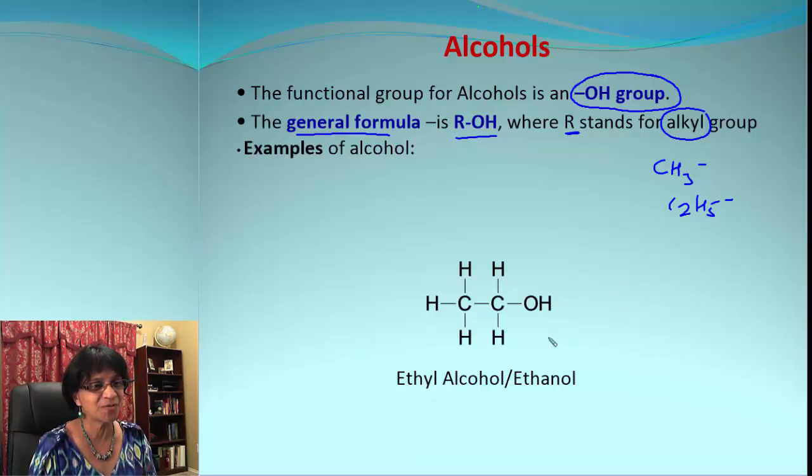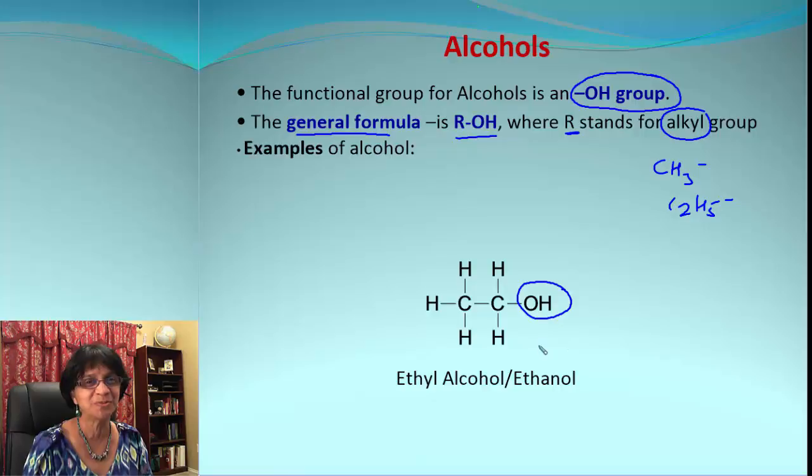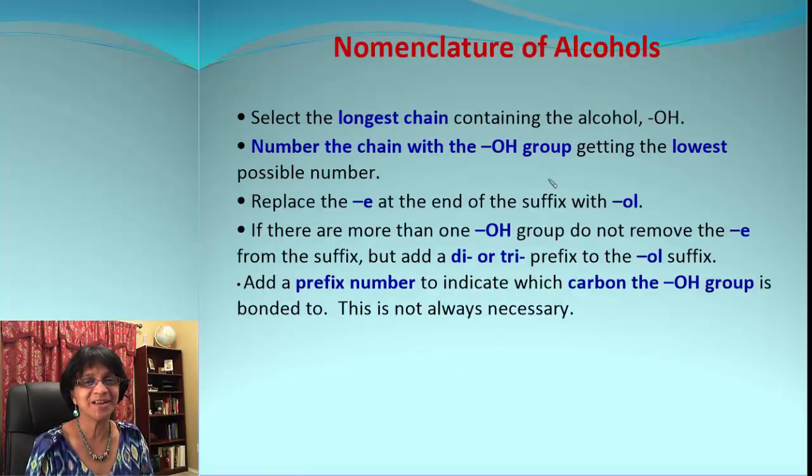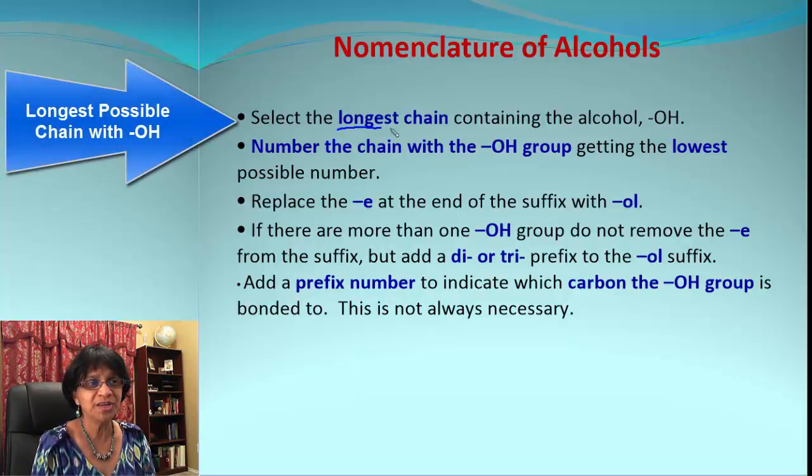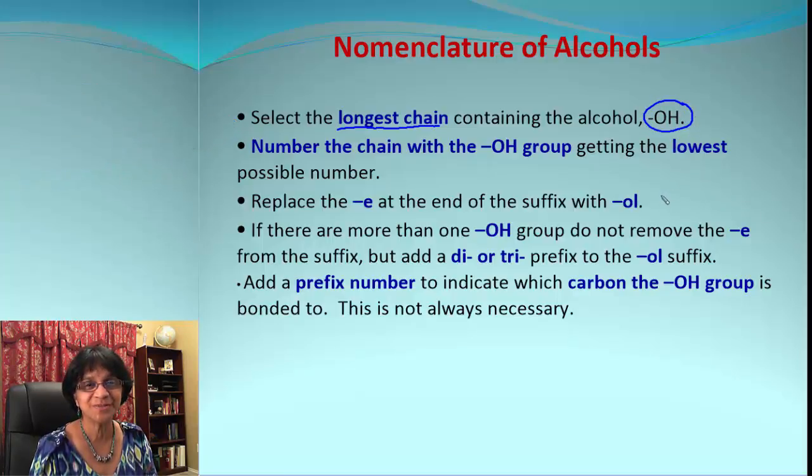So here's an example of an alcohol, that is the hydroxide group. This is called ethyl alcohol or ethanol. Let's find out more about the rules. So there you go. These are the rules for naming the alcohols. Rule number 1. We need to find out the longest possible chain of carbon atoms. But there is one condition. It must contain the OH group.